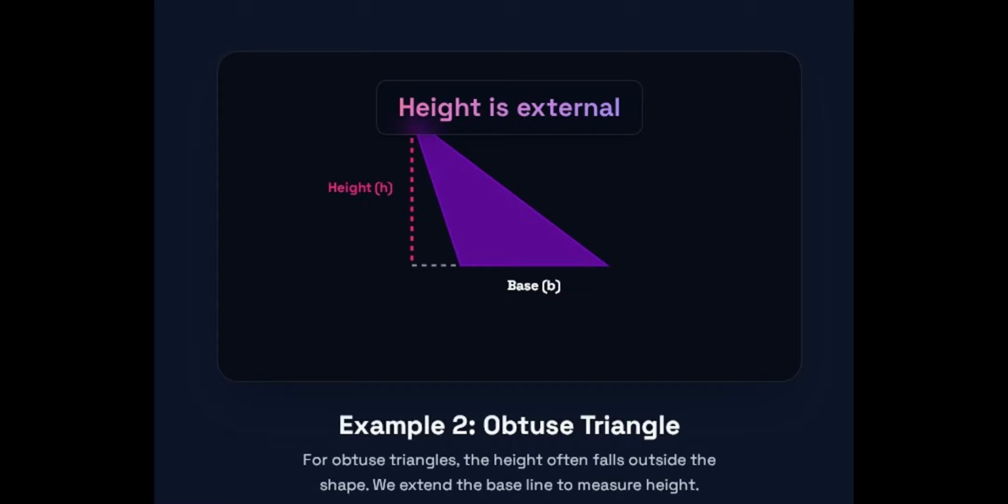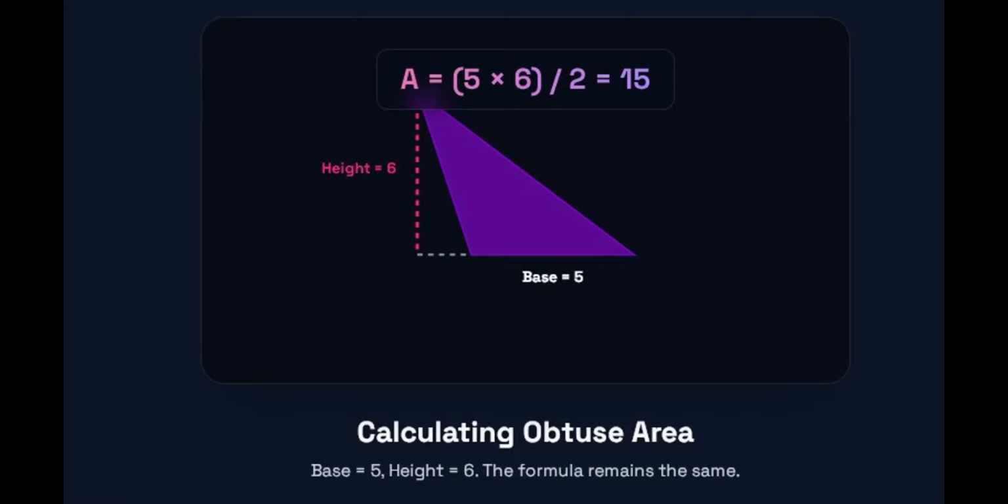But what about other types of triangles? Obtuse ones, equilateral ones, random ones? In an obtuse triangle, the height line might actually drop outside the main shape onto the extended baseline. The formula is still the same. 5 times 6 divided by 2 equals 15.